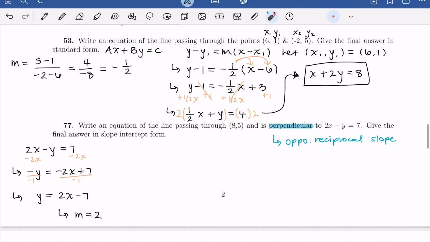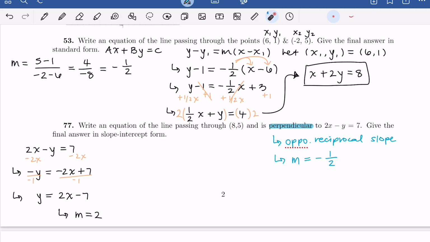Now, going back to this perpendicular aspect here, if the slope of this line is 2, and we want to create a new line that is perpendicular to this one, that new line is going to have slope that is an opposite reciprocal of 2. So we're going to have a negative value that's going to give us the opposite sign, and then the reciprocal of 2 is 1/2. So essentially, we need to write an equation of a line that passes through this point and is perpendicular. So it is going to have this slope.